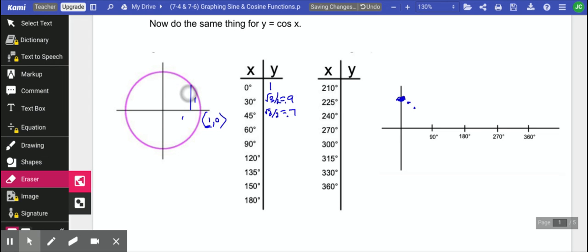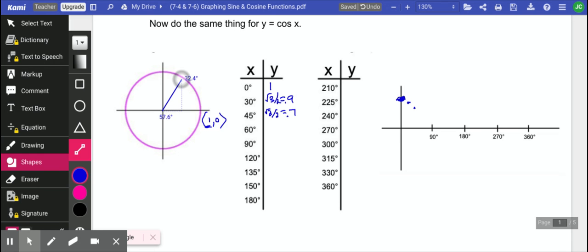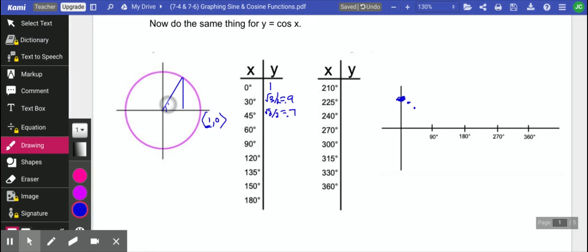All right, next we'll do 60 degrees. So 60 degrees is here. If this is a 60-degree angle, that makes the sides 1, 2, and root 3. And the cosine is 1/2. So we have 60 degrees and 1/2.